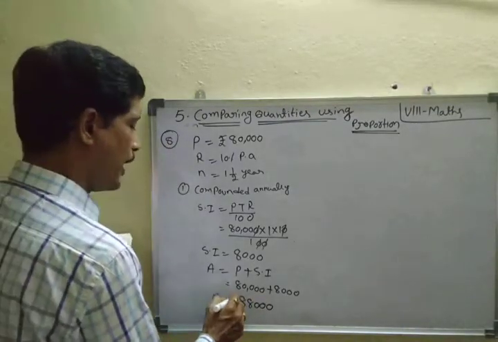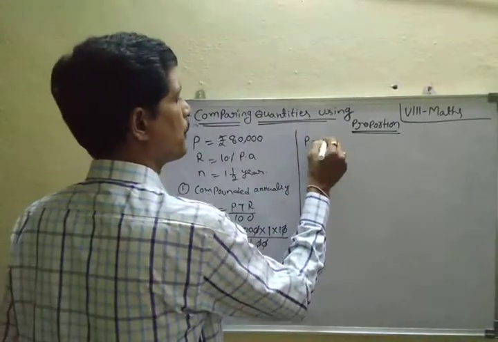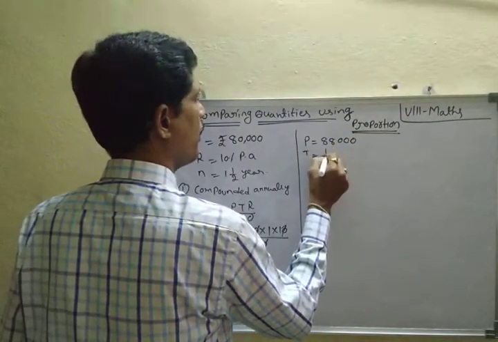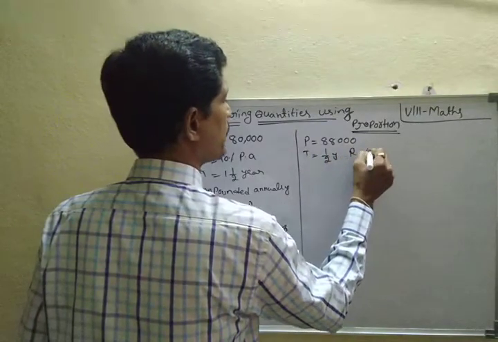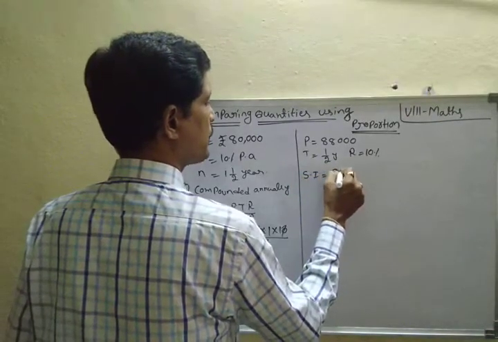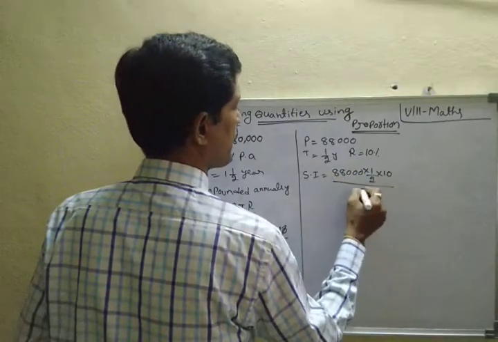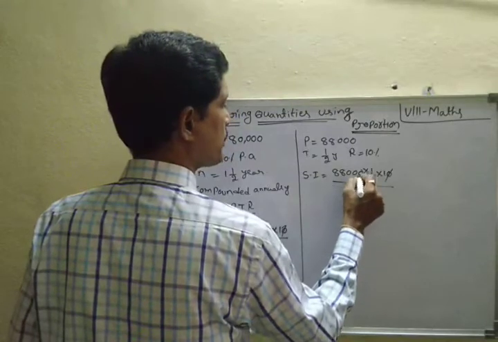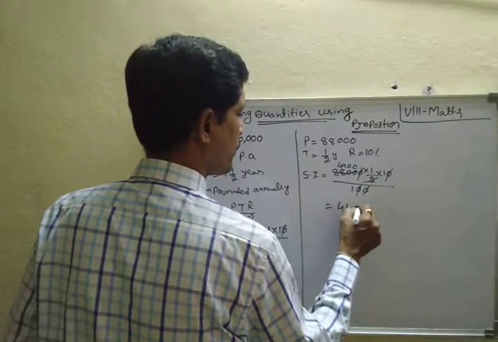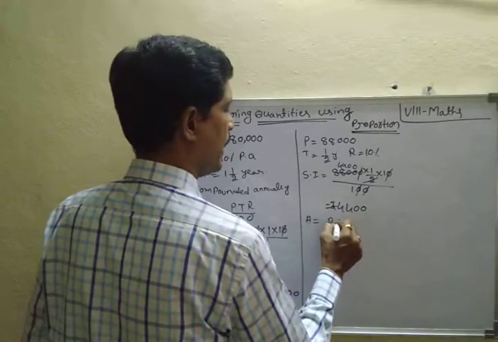After 1 year, this amount is the principal. That is, principal P equal to 88,000, T equal to half year, and rate of interest equal to 10%. Therefore, here again simple interest equals 88,000 into 1 by 2 into 10 by 100. The 0s get cancelled, and we get 4,400. Therefore amount equals P plus I.